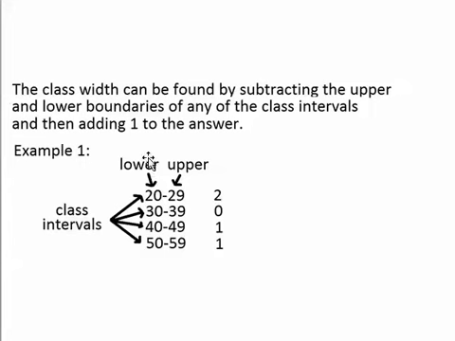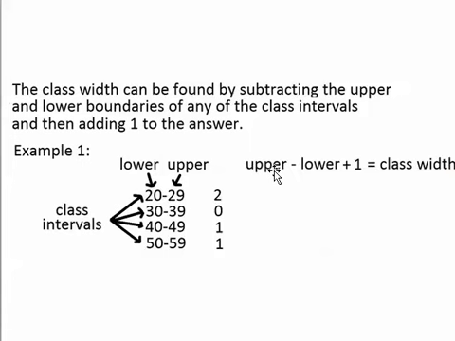I'll talk about what lower and upper boundaries are. These 4 numbers are called the lower boundaries of the class intervals. These 4 numbers are called the upper boundaries of the class intervals. To get the class width, you just have to pick one class interval. It doesn't matter which one you choose, and you subtract the lower boundary from the upper boundary, and then add 1. So let's take the first class interval and use it to calculate the class width.